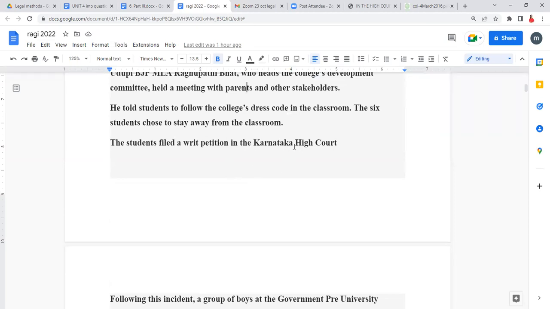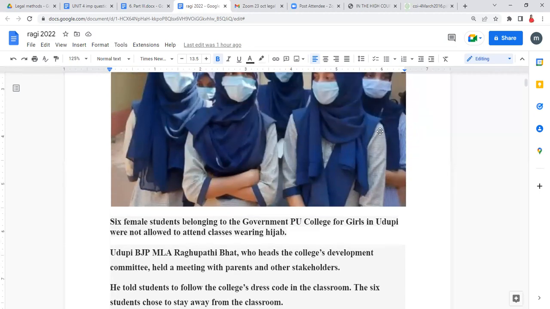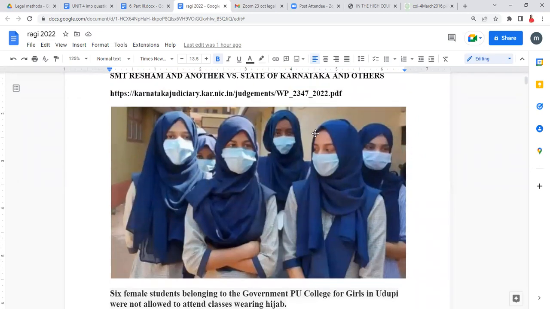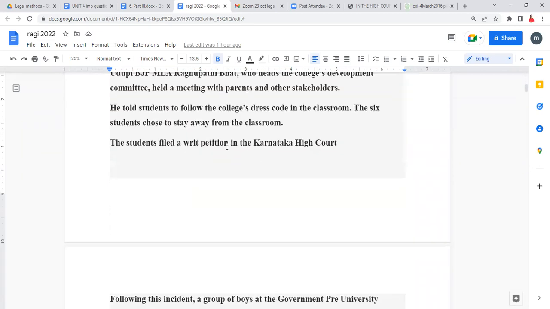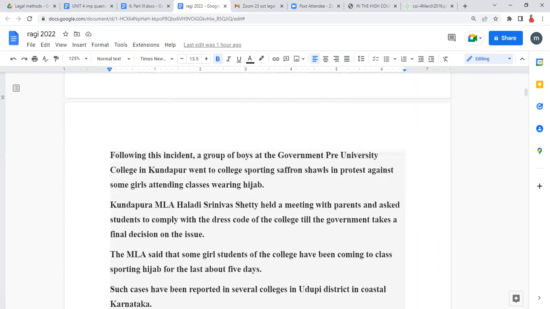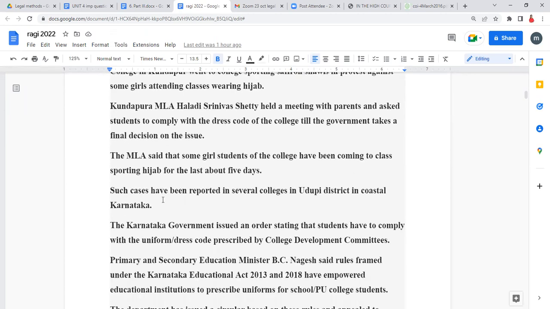Students also filed a writ petition in the High Court saying that our fundamental right is being violated. We can file a writ petition when our fundamental right is being violated, in the High Court or directly in the Supreme Court as well. Following that incident, there were other boys wearing saffron shawls, and a lot of situations took place. Colleges were also closed for some 2-3 days during that time.